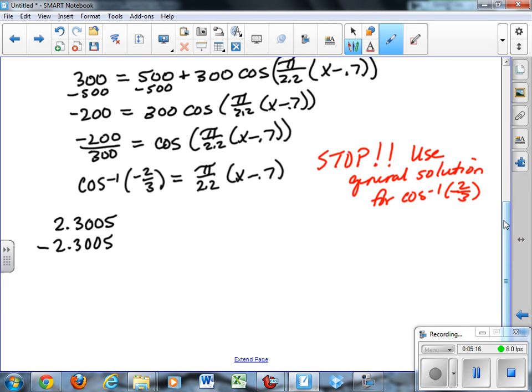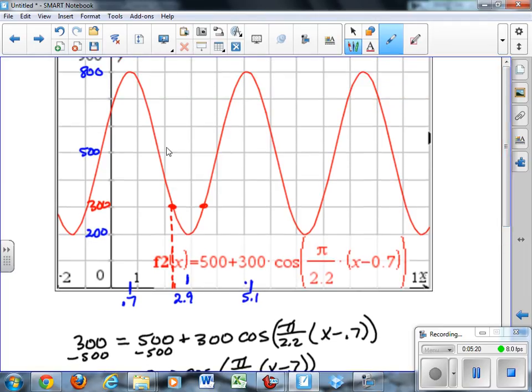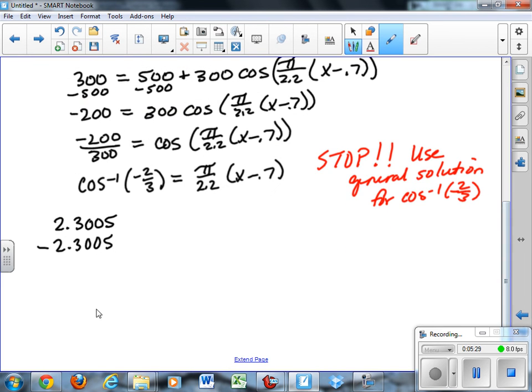Now you might be saying, wait a minute. This graph isn't symmetric about the y-axis. That negative 2.3 is not going to give me the same spot on the graph. You're absolutely right. But we're not done solving yet. So this part right in here, I also have to add plus 2 pi n, because if I kept adding 2 pi, I would keep getting additional angles.